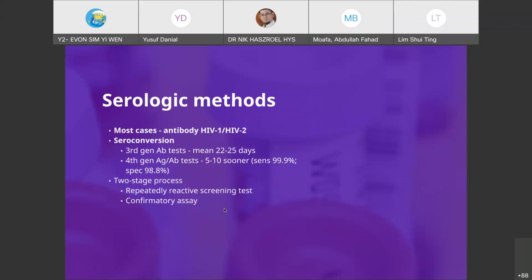So they're more commonly used, even used in USM. That's 5 to 10 days sooner. They have great sensitivity of 99.9%, specificity of 98.8%. Okay. So antibody testing usually is a two-stage process. You start with an immunoassay, an antigen antibody immunoassay, and if it's repeatedly reactive, then you go to a confirmatory assay like line immunoassays.